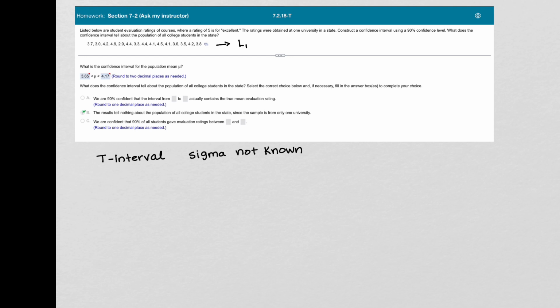But since they didn't tell us the standard deviation of any kind, then what we're going to do is use the data from the list to find the sample standard deviation. So that's why we're using t-interval here. So once you go into t-interval, you're going to do that by pressing stat, and then go over to the tests menu, and t-interval is number 8 in that list. So it's number 8 t-interval.